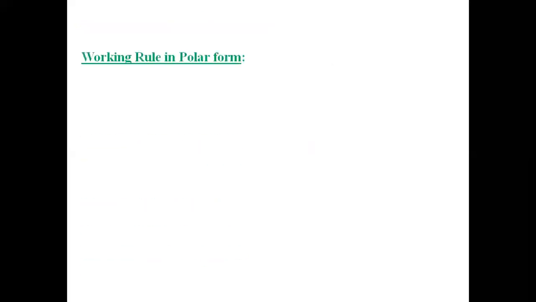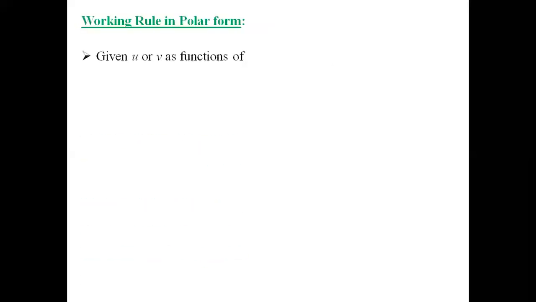Similarly, now we can see the working rule in the polar representation. Given u or v as functions of r, theta, we find the partial derivatives ur, u theta or vr, v theta. Suppose u is given, we can find the partial derivatives ur, u theta, or if v is given as a function of r, theta, we can find out vr, v theta.